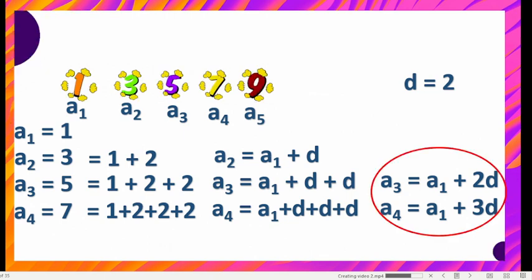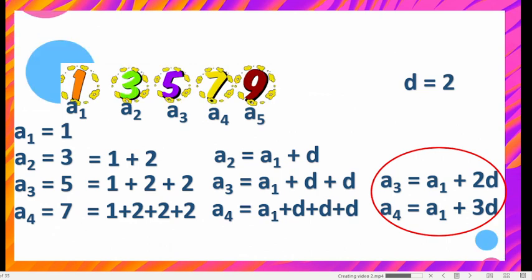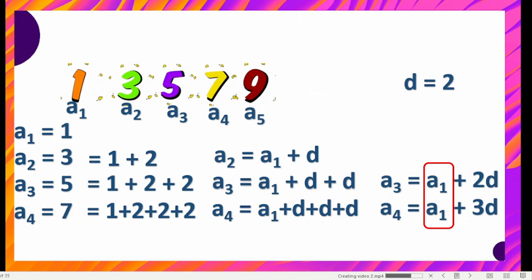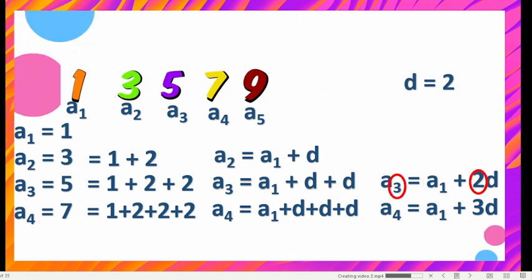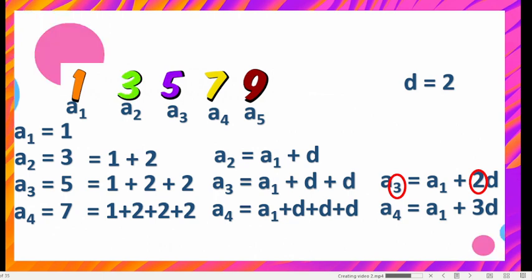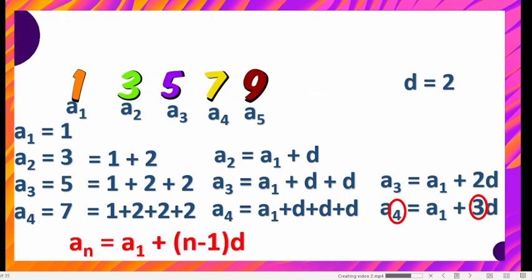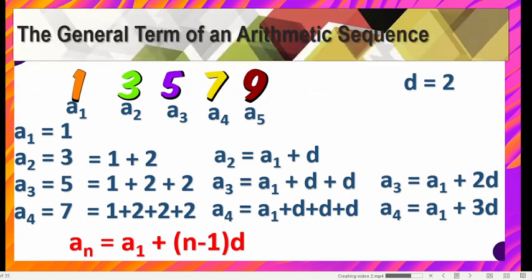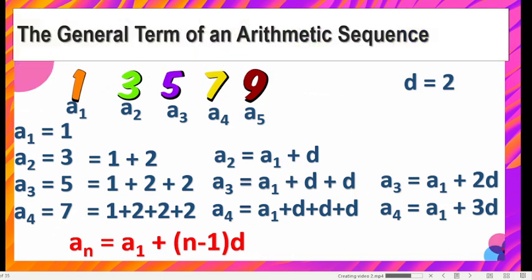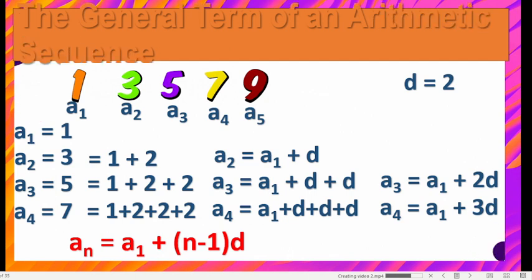Consider a sub 3 and a sub 4. What do you observe? That's right. A sub 1 is fixed, and the coefficient of D is 1 less than the order of the term. Hence, if we're looking for the nth term and using this pattern, we will have a sub n equals a sub 1 plus the quantity n minus 1 times d. And this will serve as the formula or the general term of an arithmetic sequence.